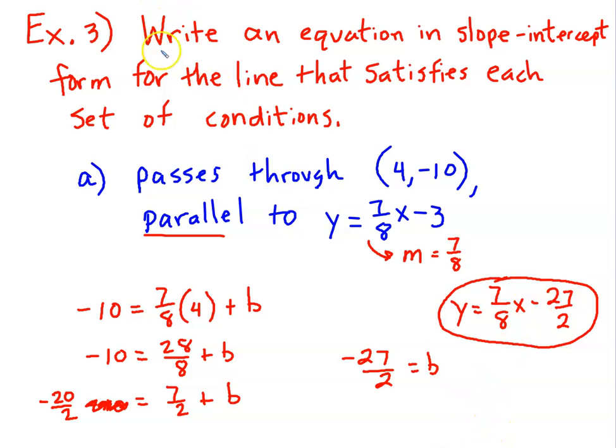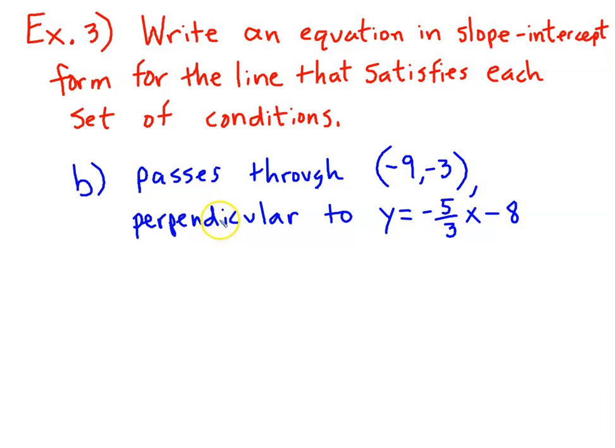All right, so there's an example of what to do when two lines are parallel regarding slope. And now what do we do when two lines are perpendicular? What do we know about their slopes? Well, the slopes of perpendicular lines, you may recall, are opposite reciprocals of each other.